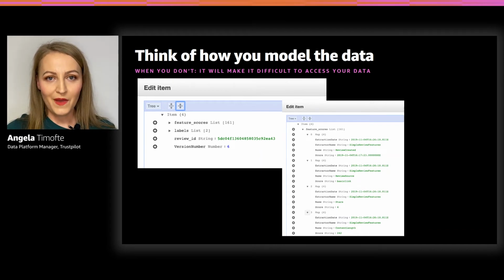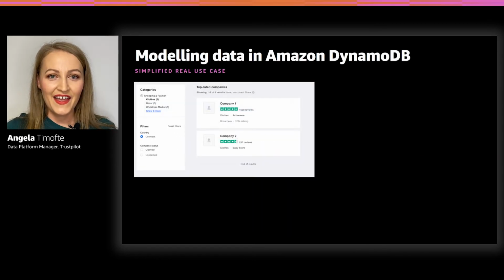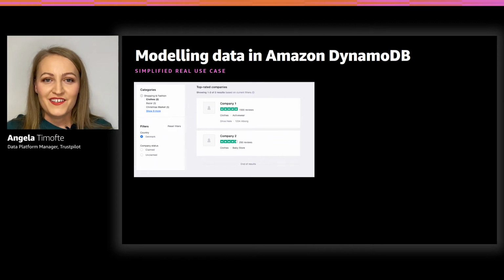So with this in mind, I want us to move to the next part, which is, as I promised in the beginning, the most exciting part. And that is how we model some real-life data in DynamoDB. Here I'm sharing with you a simplified use case. But if you go to trustpilot.com to our category page, you can see all the data there. And I actually challenge you to see how you would store all of that data in DynamoDB. But first, let's look at what I prepared here.